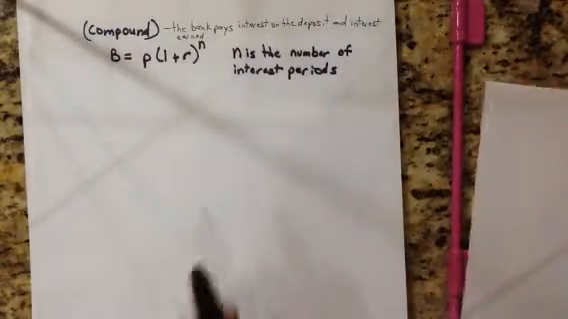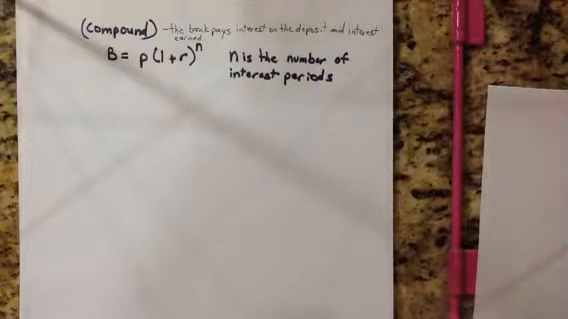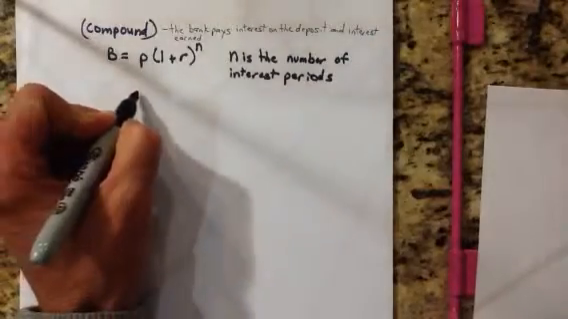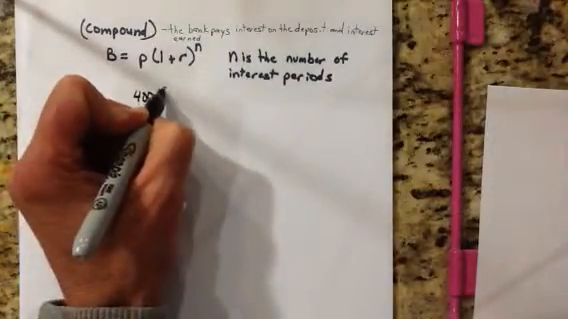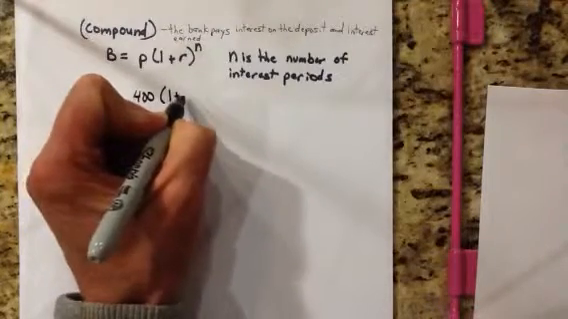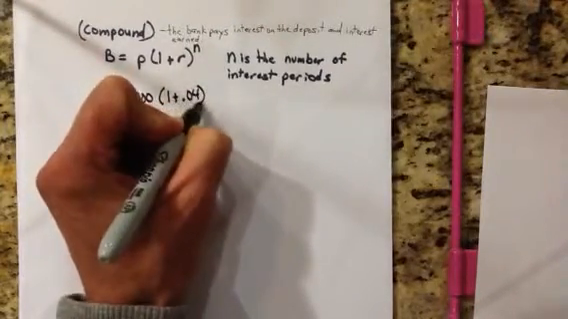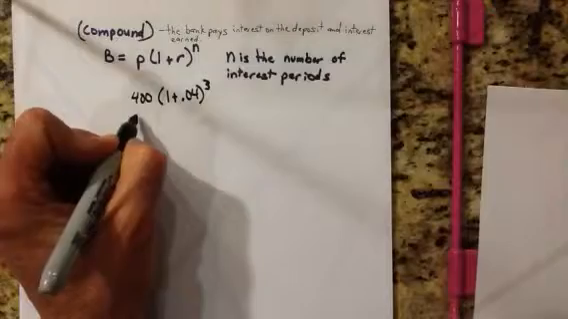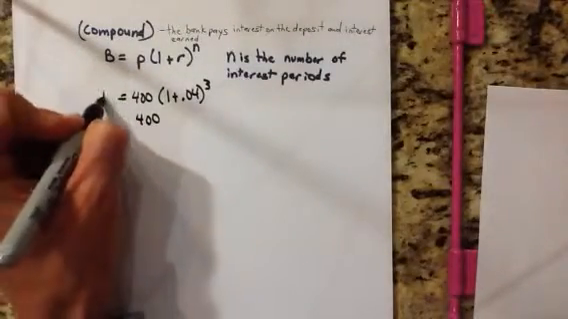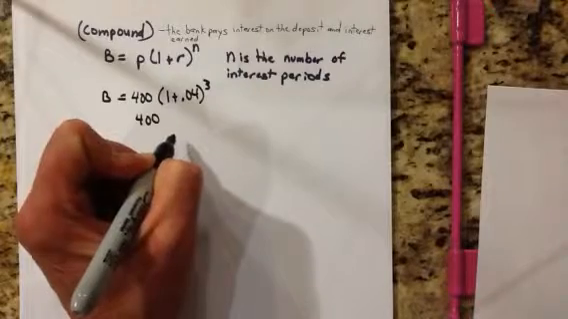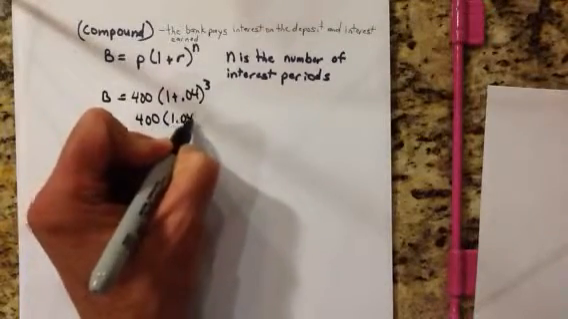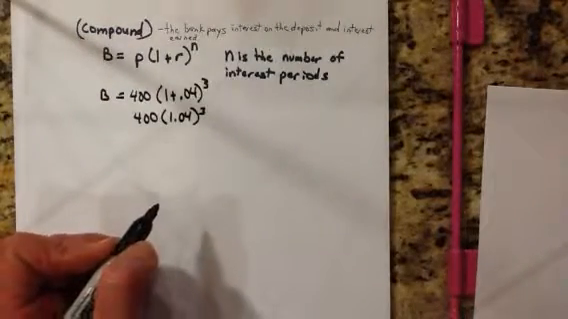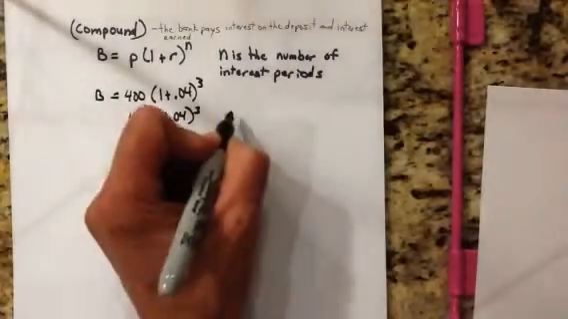All right, well, we could do it with a calculator, or we could do it this way. $400 times 1 plus 0.04 to the third power. Okay, so that's 400, and that equals your balance. So that's 400 times 1.04 to the third power. So I could do this with a calculator, and that'd be the easiest way.